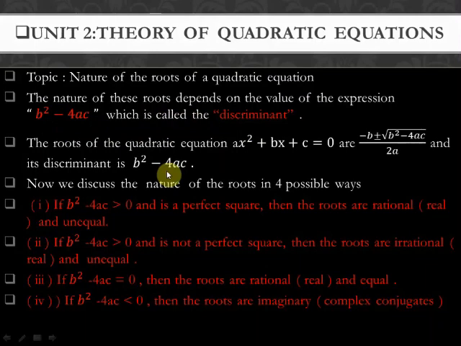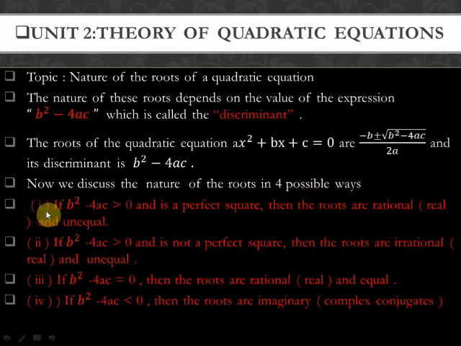The roots of the quadratic equation ax square plus bx plus c is equal to 0 are minus b plus minus under root b square minus 4ac over 2a, and the value inside the square root, its discriminant, is b square minus 4ac. Now we discuss the nature of the roots in 4 possible ways.